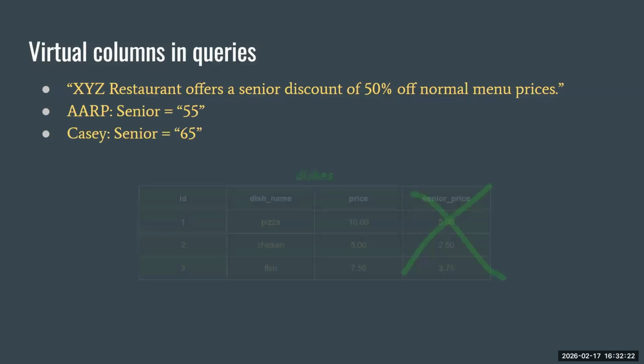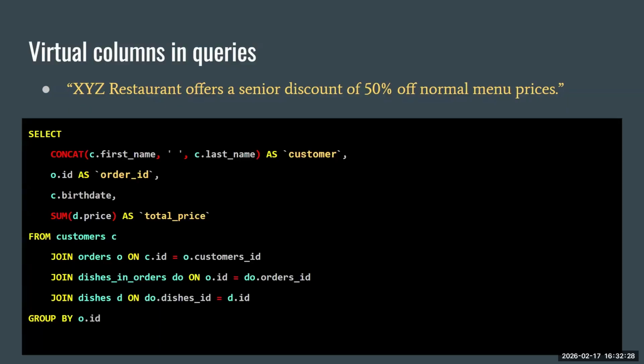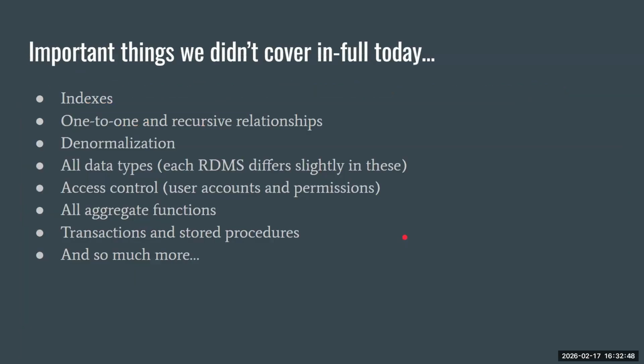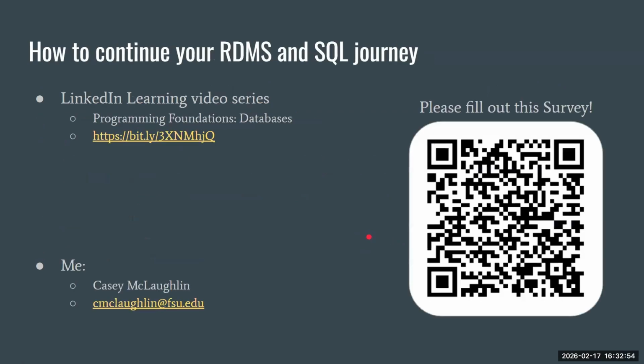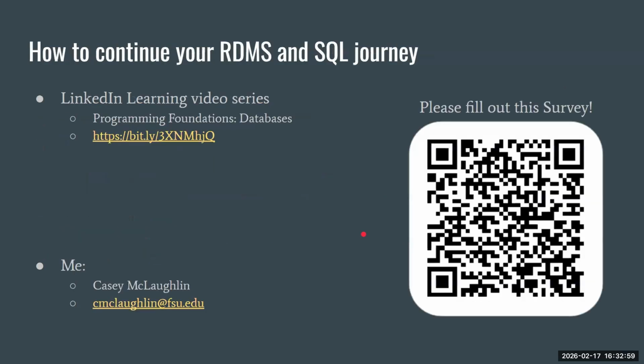But remember the third normal form violation? Well, I was going to demonstrate how to solve that in a query. And basically, it's virtual columns. So discounted price is the sum of the price multiplied by 5 as the discounted price. But if you want to run these and build the database, I will include the schema in the materials. And these are additional topics that we didn't get to today, but we're out of time now.